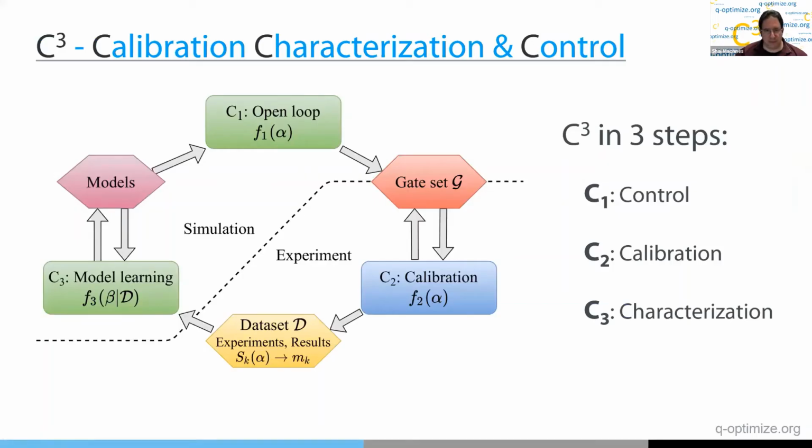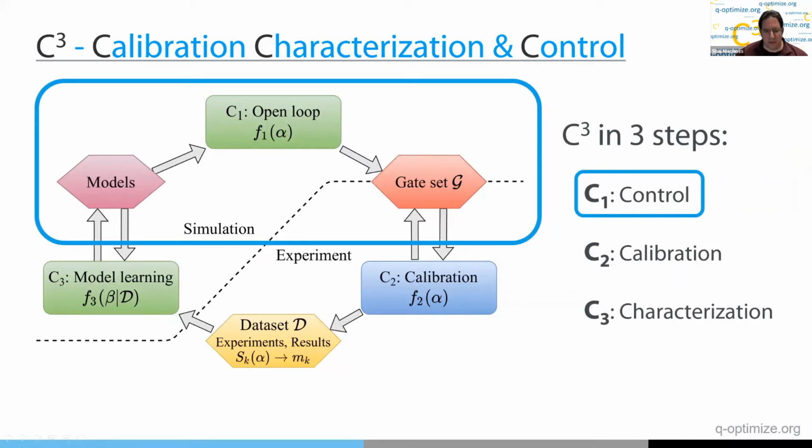We call it C3. It's a combination of 3 learning steps or 3 optimizations, however you wish to call it. The first is optimal control, right? We take a model or several models or PDF over the space of models. We do optimal control, and we get a set of pulses or set of gates that perform certain operations.